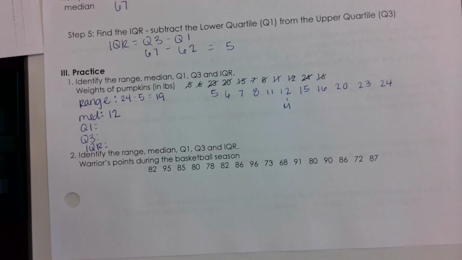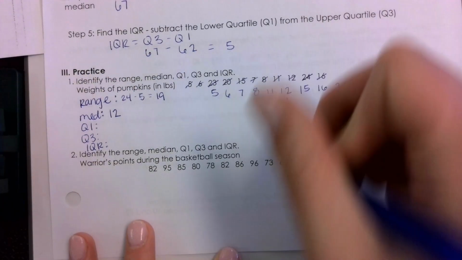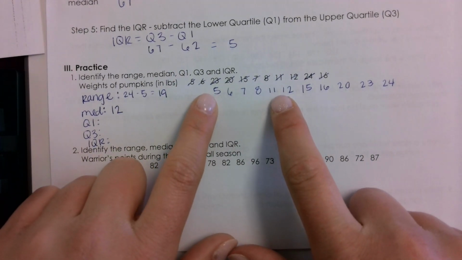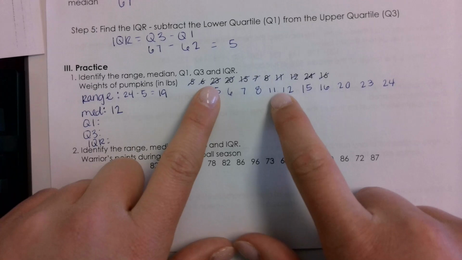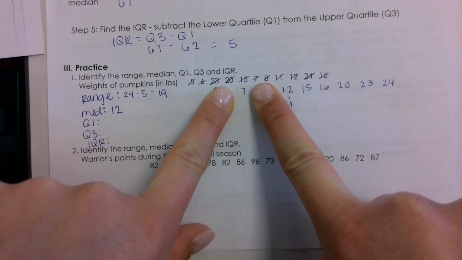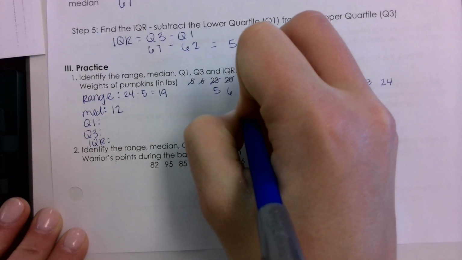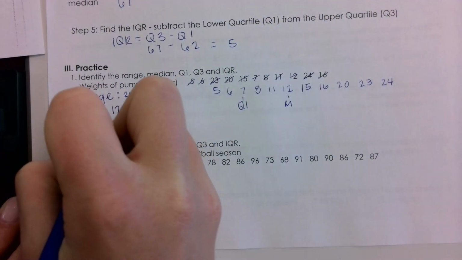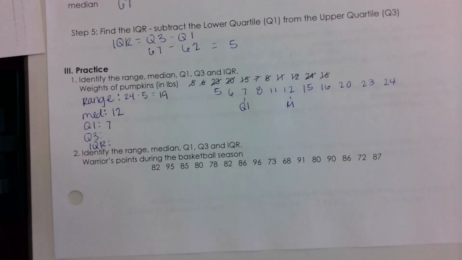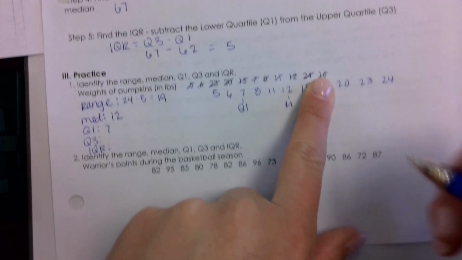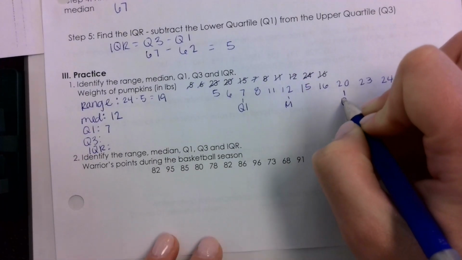How do you find Q1? Start below your median, and then just find the median of that half of data. So these will go together, these will go together. What's in the middle? 7. How do you find Q3? Start above it. Do your median again. Q3 is going to be 20.